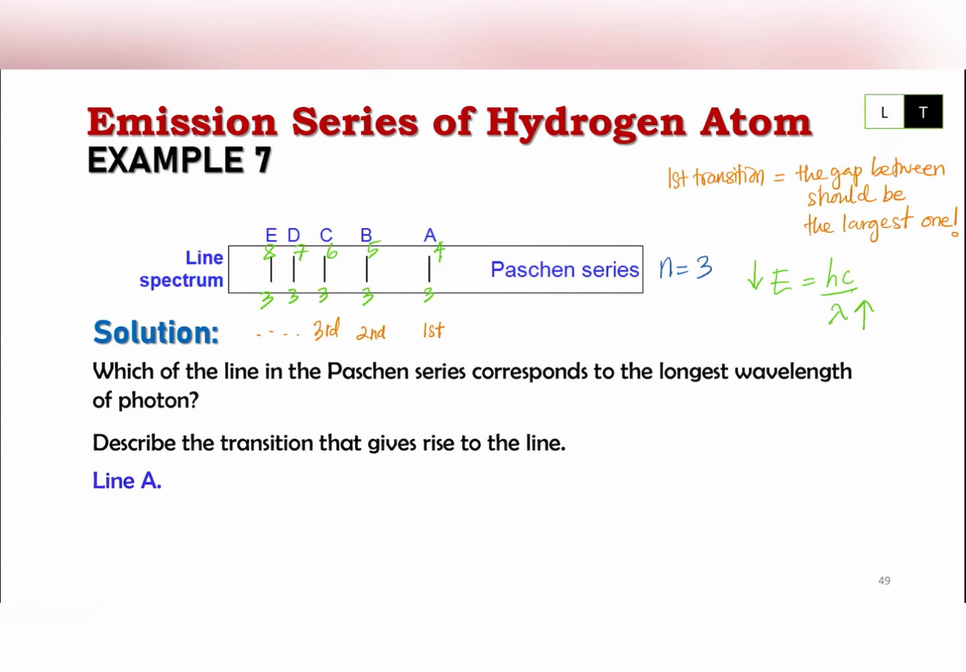Next, it asks you to describe the transition. For this line A, you are going to write it down as: electron moves from n equals 4 to n equals 3. That's why you will have the formation of the first line in the Paschen series.